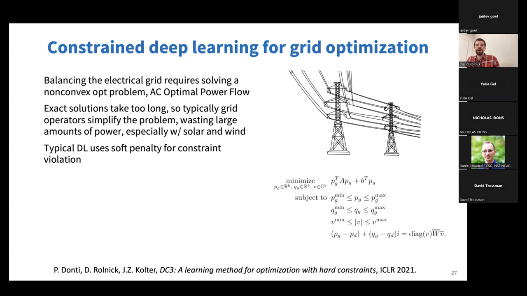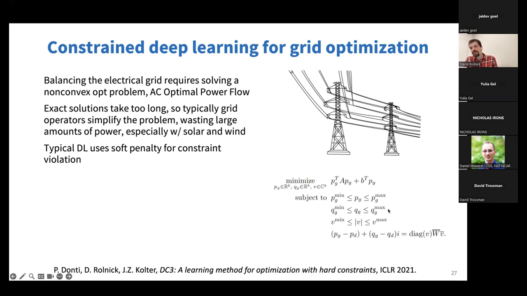Now, typical deep learning would take a look at this problem and say, okay, you're trying to minimize this objective function subject to these constraints. I'm going to use a loss function that combines the objective function, which I'm trying to minimize, with violation of the constraints. I need to minimize this and I also need to minimize violation of these constraints. That's what's called a soft penalty. It says, don't go too far away from the constraints. And what happens is you don't go too far away from the constraints.